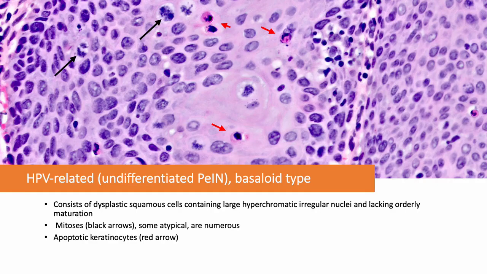And this is a high power view to demonstrate this is a mitosis, another mitosis, and this is another mitosis, 3 mitoses in one field. We have frequent apoptotic keratinocytes with clumped pyknotic nuclei and pinkish cytoplasm. We have hyperchromasia with high NC ratio and pleomorphism. Some nuclei are small, some are big, overlapping and crowding. There is no polarity and there is no maturation.